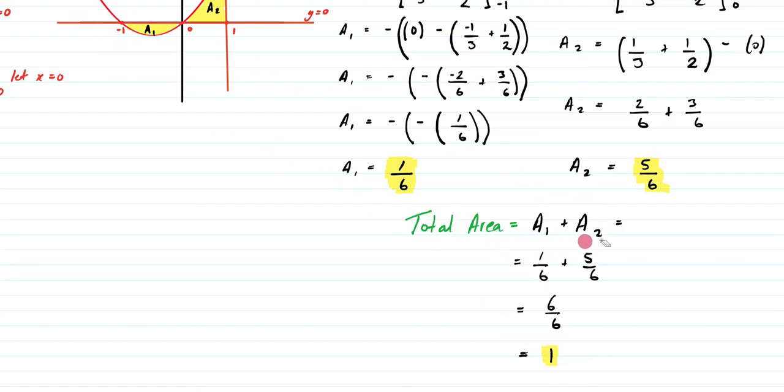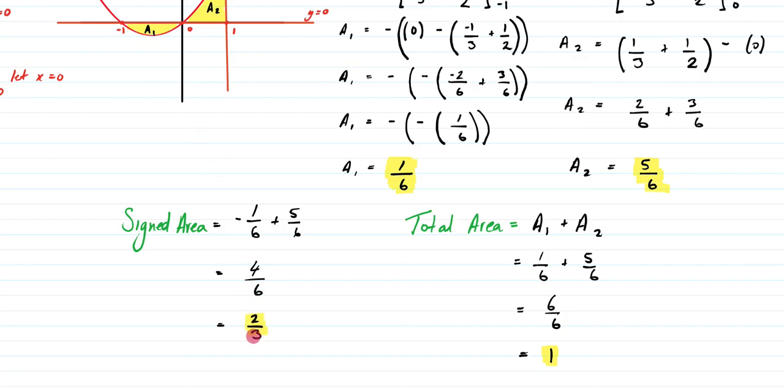So notice that we found the total area. We did not find the signed area. If we did find the signed area, let's do that as well. A question might ask you this, what is the signed area? To find what the signed area is going to be, I'm going to realize that this right here, because it's below my x-axis, is negative 1 over 6. This is going to be positive 5 over 6. So when I sum them together, what I'm going to be left with here is 4 over 6, also known as 2 over 3. That would be my signed area.